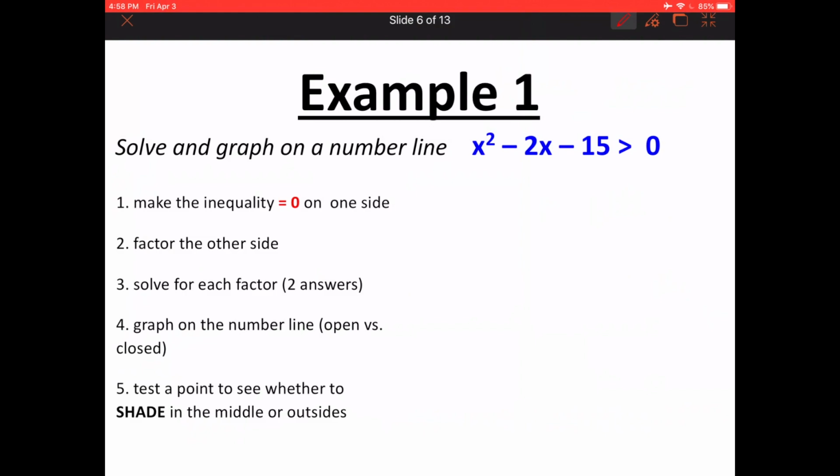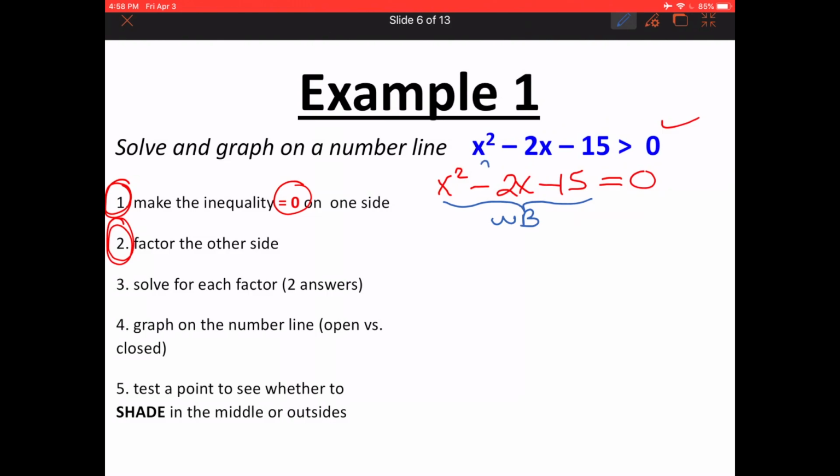So solve and graph on a number line. Step 1 is to make the inequality equal to 0. So I already have 0, but I'm going to rewrite it, notice, with an equal sign. Okay? So I don't want to be using the inequality right now. For step 2, I'm going to factor. So how am I going to factor this side? I'm going to work backwards. So I need 2 numbers that are going to add to -2 and that are going to multiply to -15. So my 2 factors are going to end up being x minus 5, x plus 3.